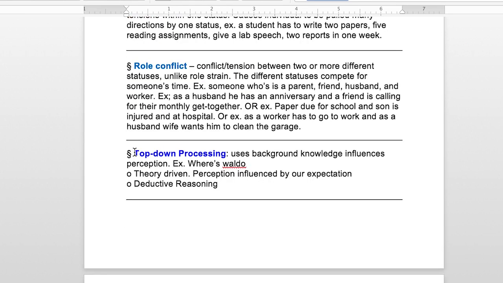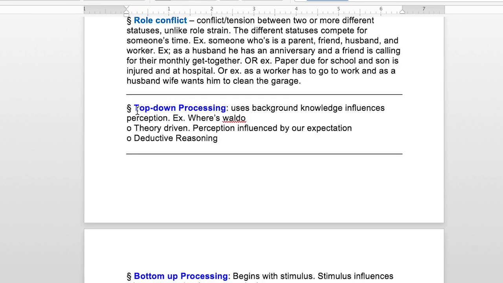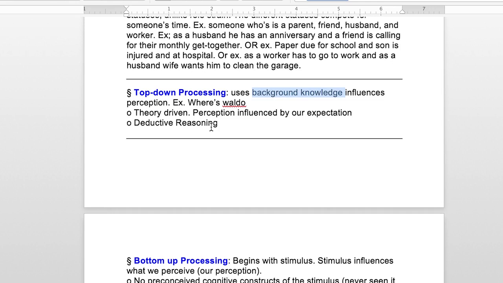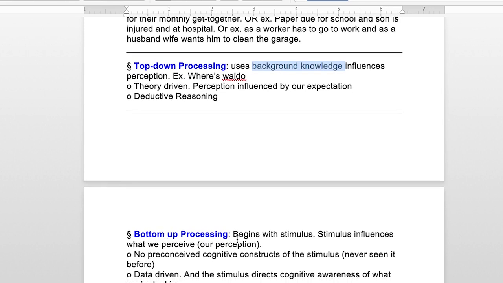So really, if you just know "in" for strain, then the other role something is role conflict. Top-down processing. What is up top is your head, and your head has many different kinds of knowledge. If you're using top-down processing, you're using background knowledge from your head, which will influence your perception. That is the opposite of bottom-up processing, where it begins with a stimulus.